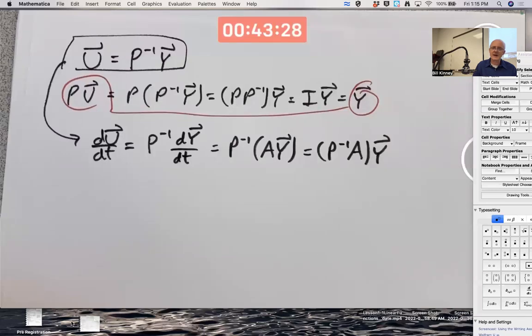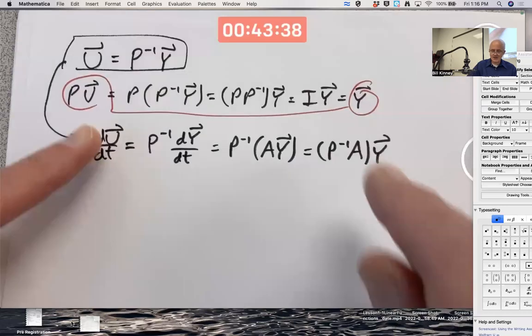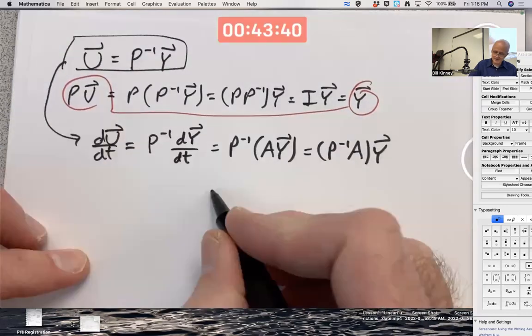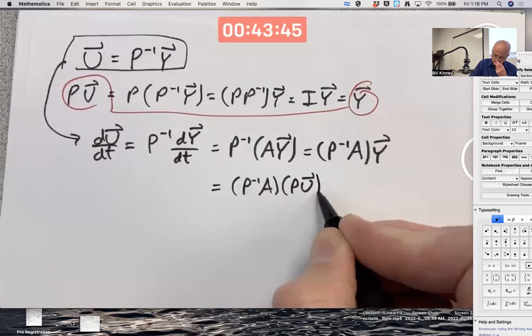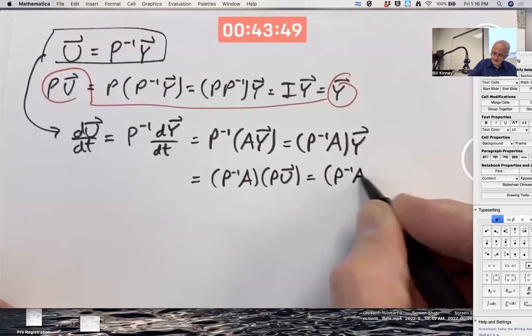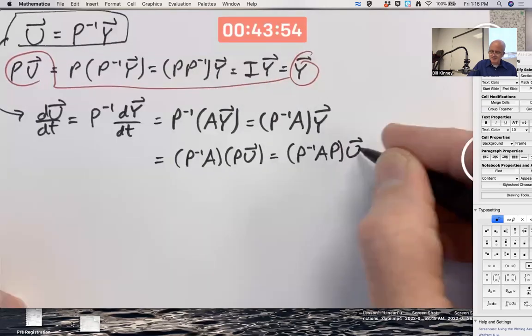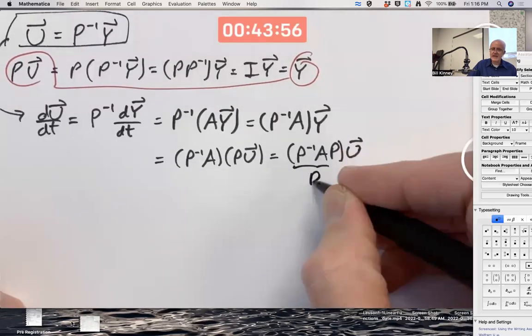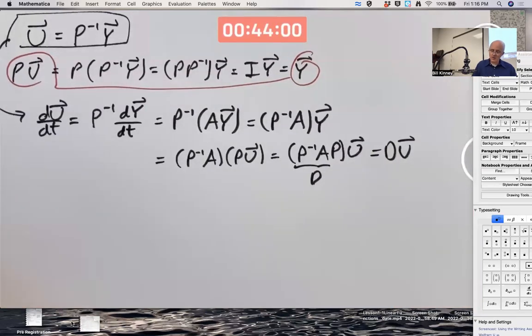We're not done yet, though, because we need to get the differential equation all in terms of u. Well, use the fact that y equals Pu, and then use the associative property again. And lo and behold, this is a magical thing. That's the diagonal matrix D. This is now du. And we know what D is.